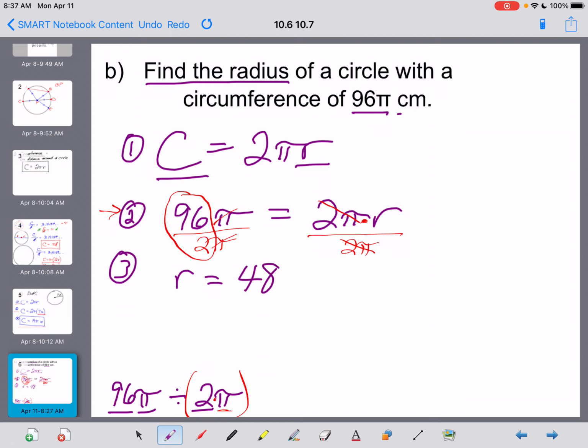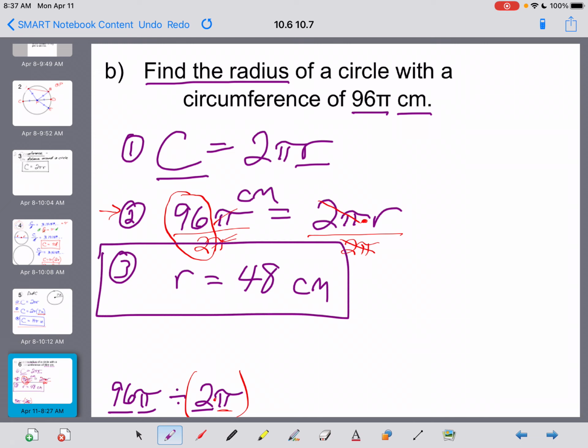Our units right here, we were in 96 pi centimeters, and we're dividing by 2 pi, which doesn't have any units, so that means that our radius is going to be measured in centimeters as well. So the radius of this circle here is 48 centimeters. Okay, so I just wanted to walk you through a problem like that.